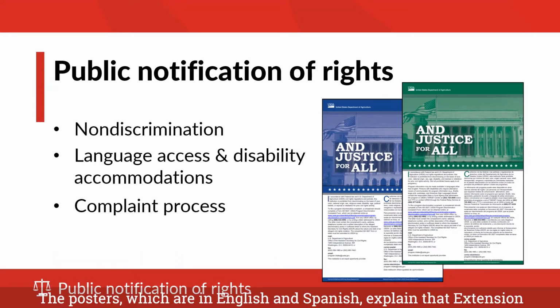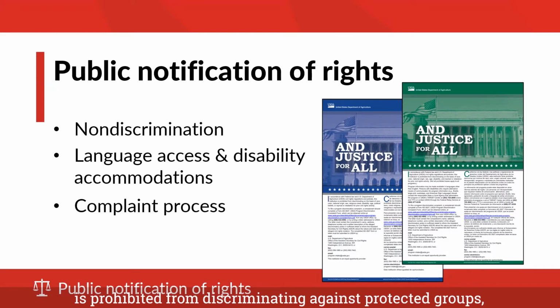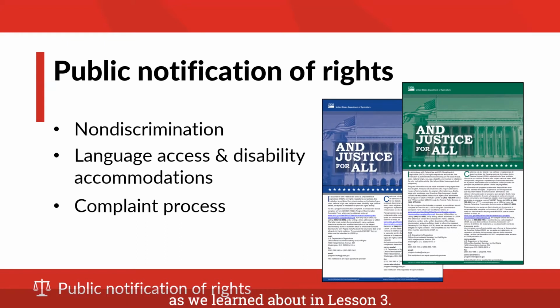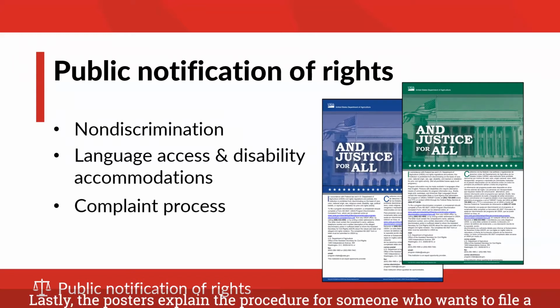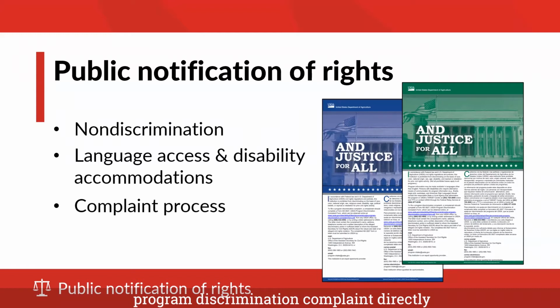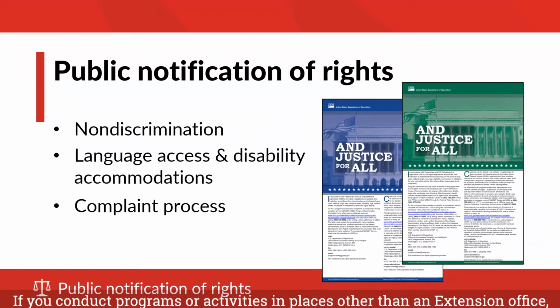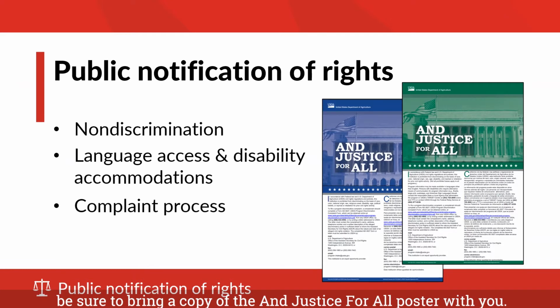The posters, which are in English and Spanish, explain that Extension is prohibited from discriminating against protected groups, as we learned about in Lesson 3. The posters also state that program information may be made available in languages other than English, and that persons with disabilities can request program information in alternate formats. Lastly, the posters explain the procedures for someone who wants to file a program discrimination complaint directly with the U.S. Department of Agriculture. If you conduct programs or activities in places other than an Extension office, be sure to bring a copy of the "And Justice for All" poster with you.